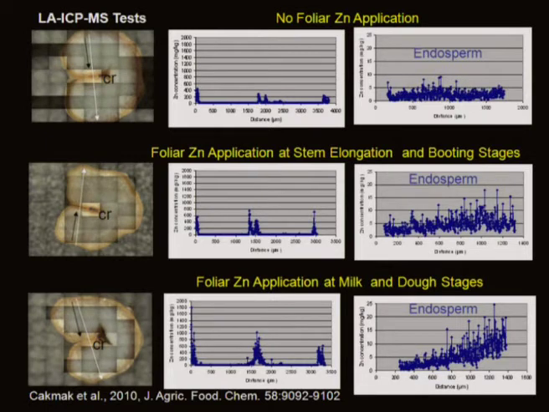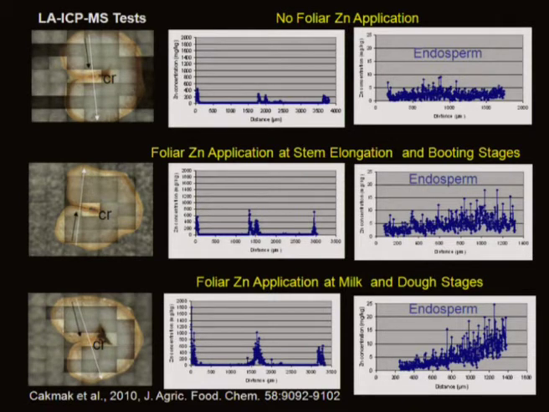When you apply zinc at stem elongation and booting stage, you can easily increase the zinc concentration from 4, 5 ppm up to 10 ppm, 8 ppm. It's a nice increase by foliar application of zinc sulfate.